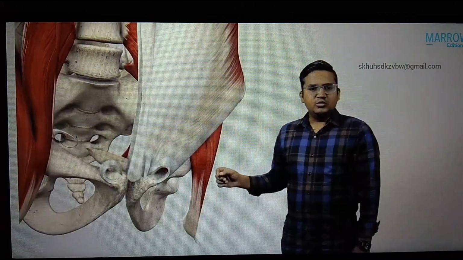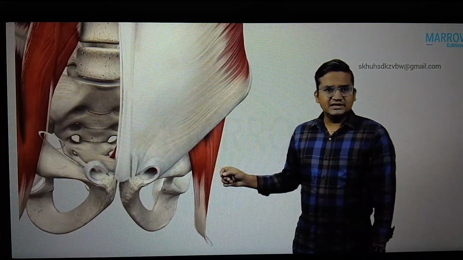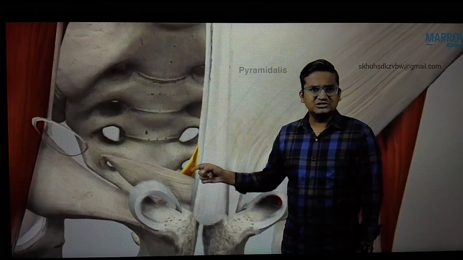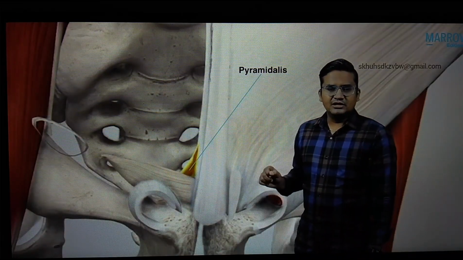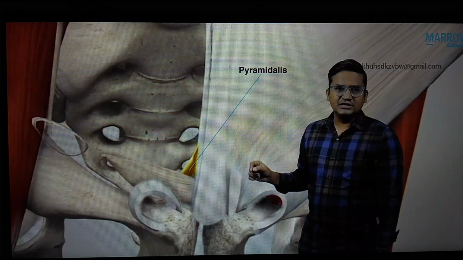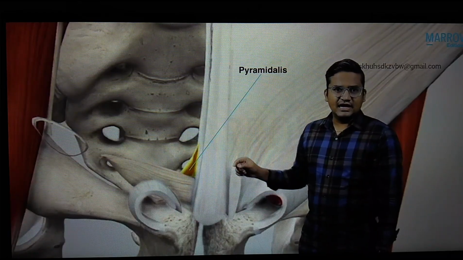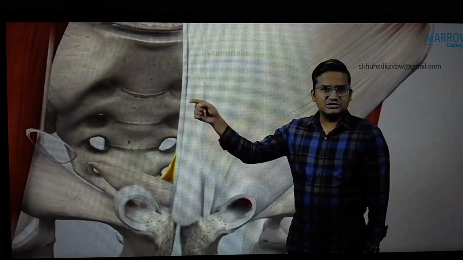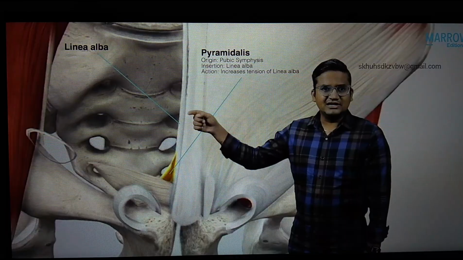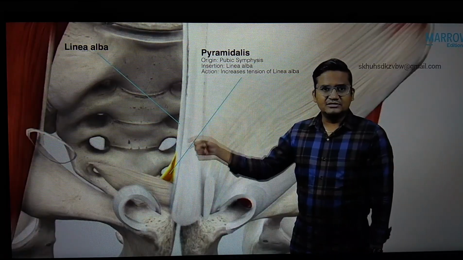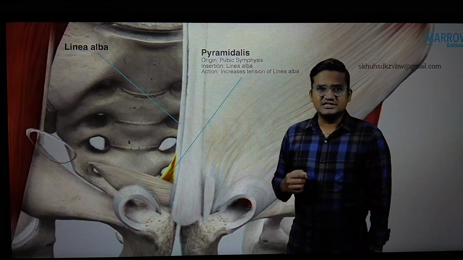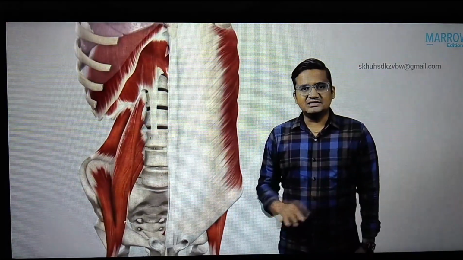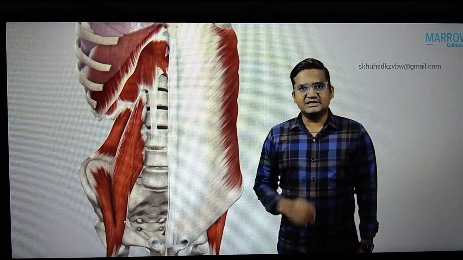Now, one last thing in the anterior abdominal animations: you are seeing one small muscle there. That is our pyramidalis muscle. Pyramidalis muscle originates from the pubic symphysis and inserts into this white structure, that is our linea alba. Okay, that is about the pyramidalis muscle. Pyramidalis muscle increases the tension of linea alba. Now, these are the animations you have to see in the anterior abdominal wall.